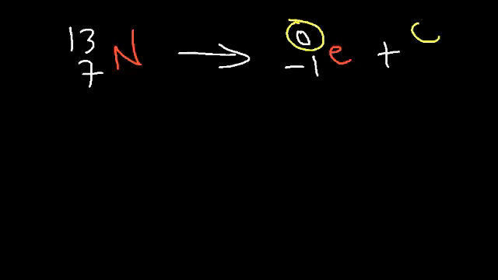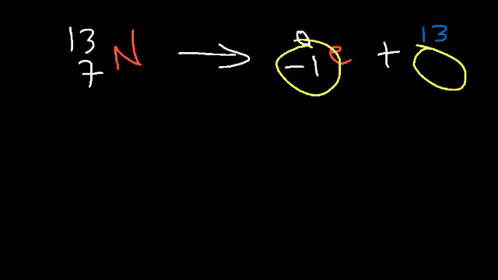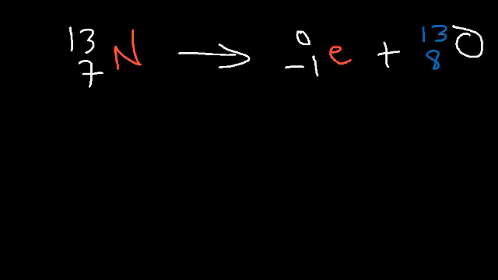Now, the masses and the charges must be the same on both sides. So 0 plus 13 is equal to 13. So the missing mass has to be 13. Now what about the charge? -1 plus what number is 7? -1 plus 8 is 7, so the missing number is 8. To find the missing element, go to the periodic table and look for the element that has an atomic number of 8. So this is oxygen. So here what we have is oxygen 13. So that's how you can find the missing element.